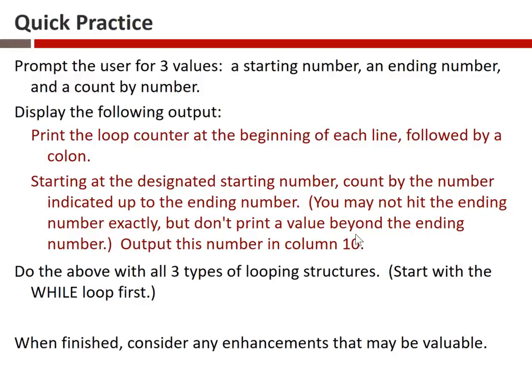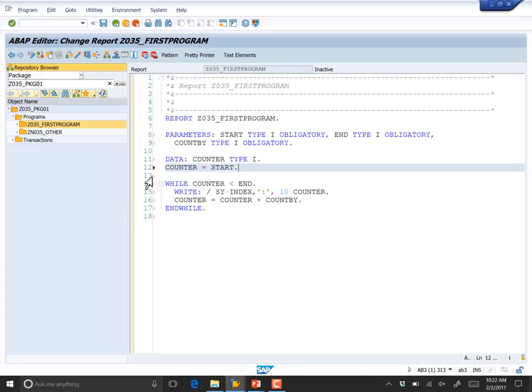So starting number, ending number, count by number, print out the line counter with your output, and then output the number in column 10. But that's a pretty minor thing. All right, so any questions about that before I black the screen? I see a lot of people who look like they're done, so you might not be finished yet. I'm going to suggest there are some interesting things in this program that we need to account for that you might or might not have addressed in your design. So let's take a look at this.